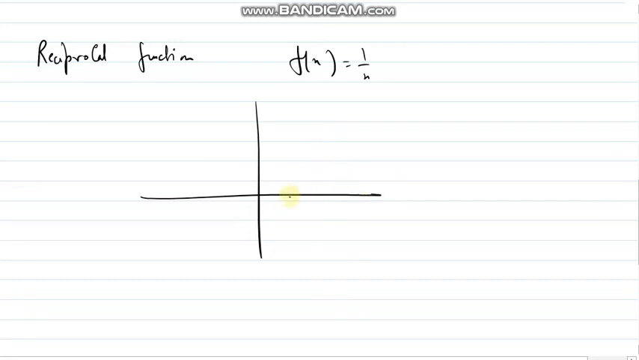Now if x equals 1, y is also equal to 1. If x is equal to 2, then y is equal to 1 by 2, then 1 by 3, so it's coming down, but in between 0 and 1 it's going up. So the graph will look like this. That is for x greater than 0, and for x less than 0 the graph will be like this. Just plot the points and check. So this will be the reciprocal function graph.